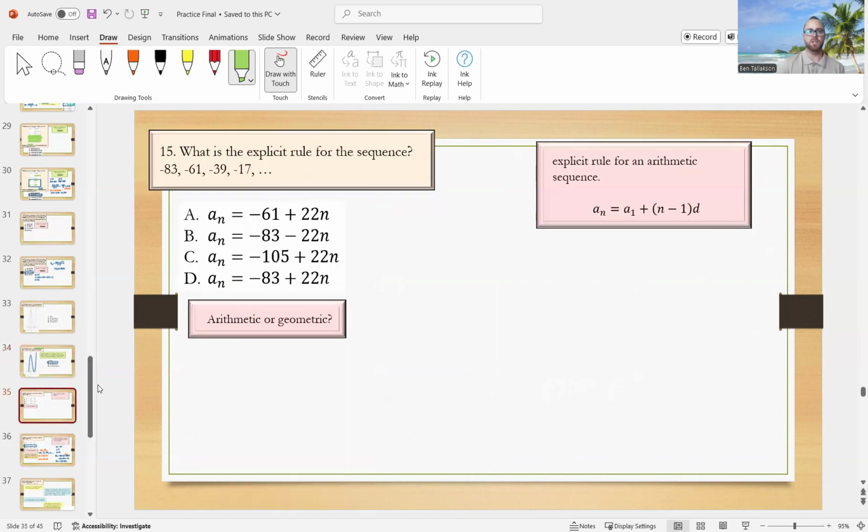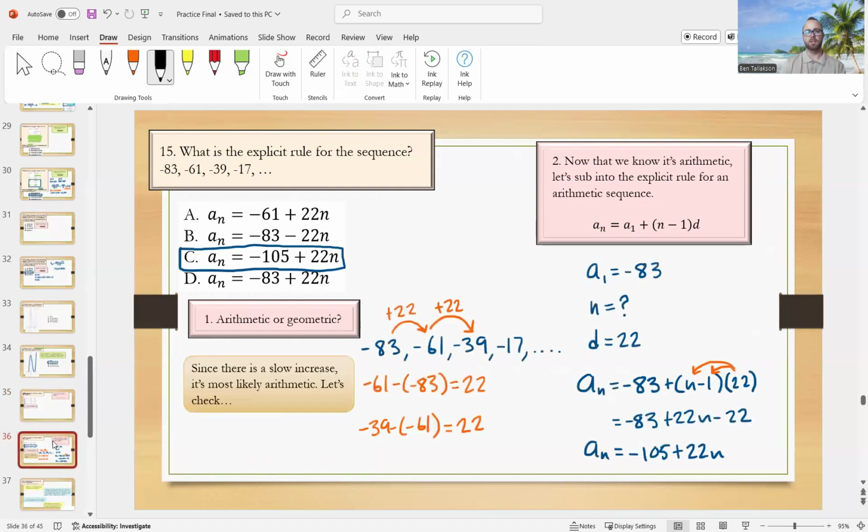And number 15, what's the explicit rule for the sequence? You need to figure out what type of sequence it is on your test. But for now, I'm telling you, if you look around, you will see. And you can always test when you go from -83 to -61 and so on, what's happening while you're adding, right? You're adding by 22. You could use your calculator or your pencil and paper to figure that out. You are adding 22 every time.